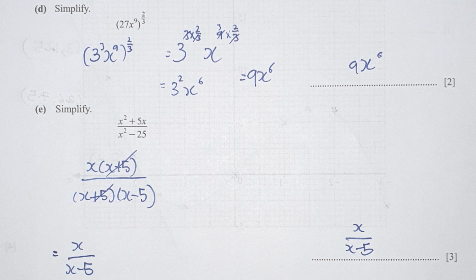Question E, simplify this. So x bracket x plus 5. I extracted x from the numerator. And for the denominator, I'm using the a squared minus b squared formula. So I expand it into x plus b and x minus b. Since x plus b is repeating, I get rid of it. My final result should be x over x minus 5.